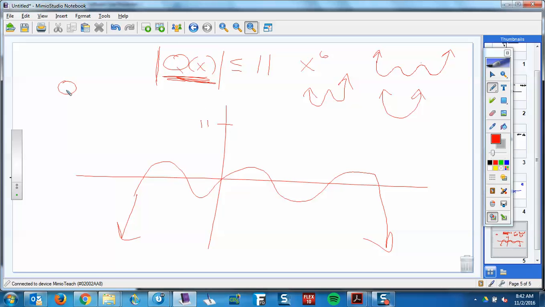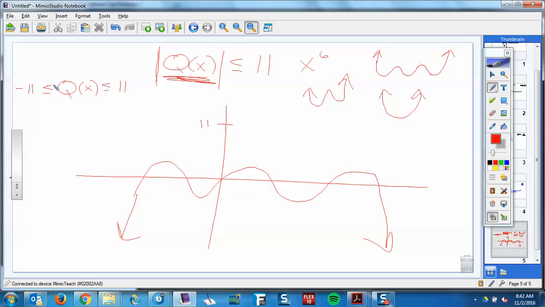Here's a good way to think about this, though, guys. Another way of saying this right here is asking, is it possible that the y's are between negative 11 and 11? Right? That's what's really happening. And they can't be, because the tails have to go on forever, one way or the other.